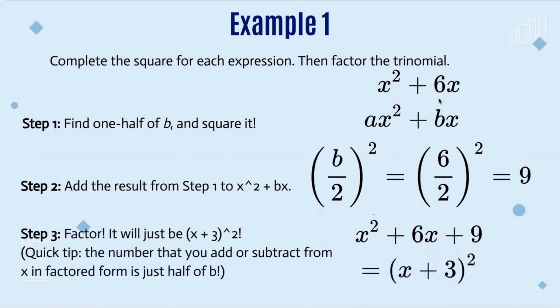Also, there is a quick trick to factoring when it comes to completing the square. Rather than factoring everything out, you can simply just take half of your b value. In this case, it would be 6 divided by 2. And since your entire trinomial is positive, it would just be x plus 3 and then squared. So just take the number that you add or subtract from x in factored form, which is just half of b. And this will be especially helpful when we get into problems that have fractions.